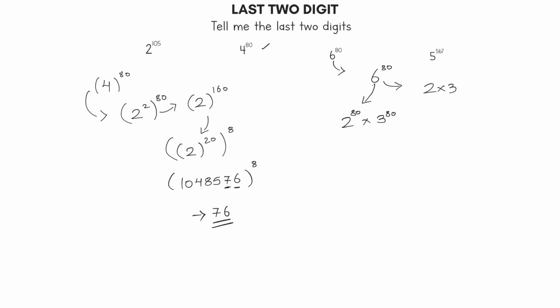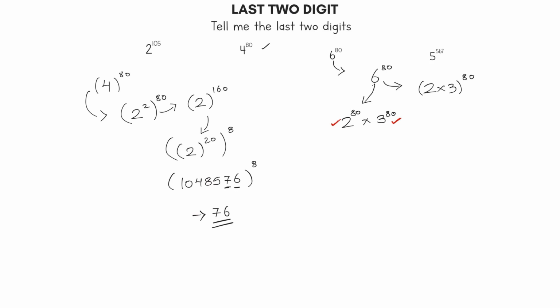2 into 3 raised to 80, this is 6 raised to 80. Now taking this 80 inside, 2 raised to 80 into 3 raised to 80. Now I will have to solve this by the 2 raised to 20 method, and I'll have to solve this by the 1 method because this is 3 now. I'll make 3 end in 1 and solve this by the trick of 1. But this LHS I'll solve by the trick of 2 raised to 20. So I will have to merge both the methods that I have learned to solve for 6 because it has a 2 as well as a 3 in it. Okay, so let's solve it now.